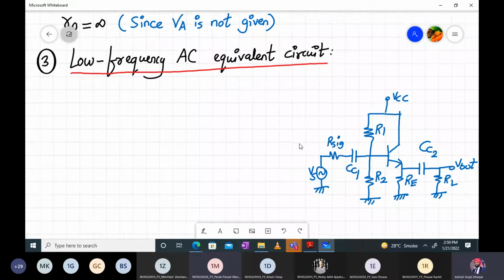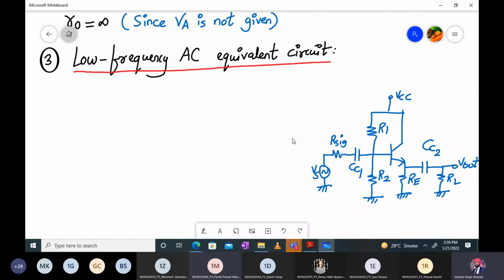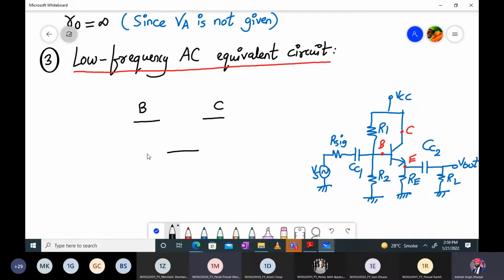So based on this, we have to draw the low frequency AC equivalent circuit. So first of all, we have to replace, what we have to do? We have to replace the transistor by its hybrid pi model. So this is base, this is collector, and this is emitter. So everyone pay attention how to draw it. So first of all, you have to draw the hybrid pi model. So in the hybrid pi model, what do we have? We have the base terminal over here. Then we have the collector, and over here we have the emitter terminal.